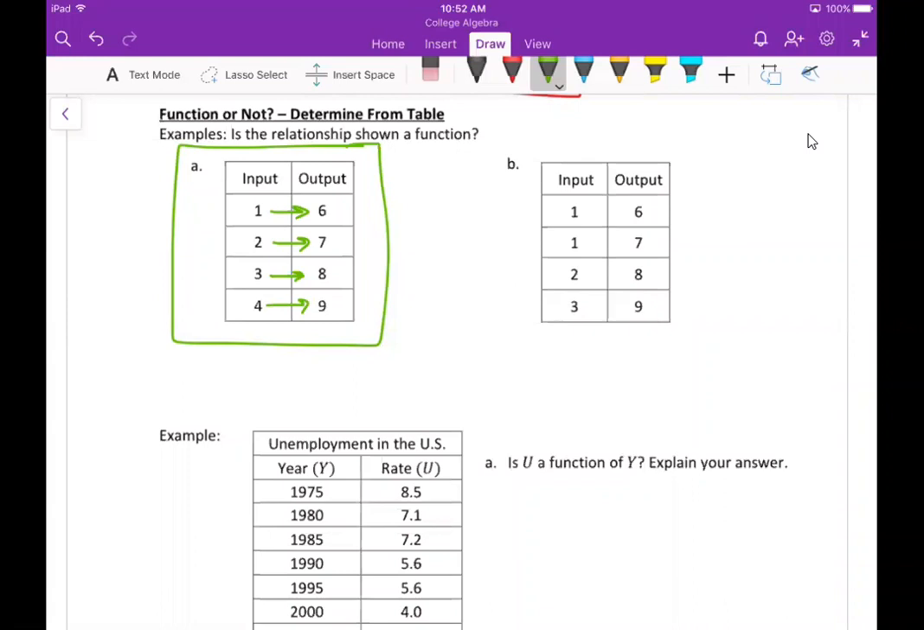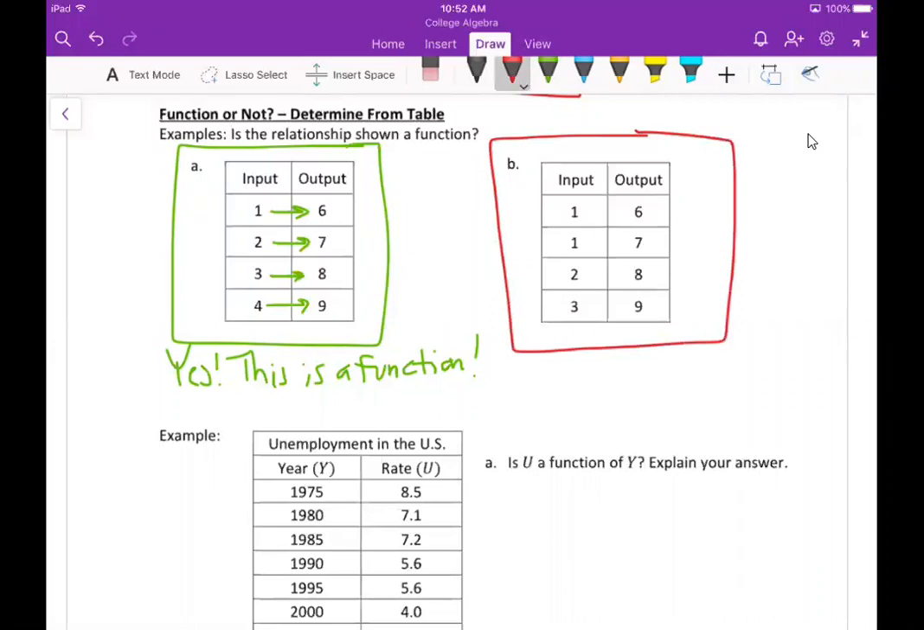So what we're thinking here is that if I plug something into this function, I know exactly what my answer will be. There's no question about it. So this is a function. So yes, this is a function. Each input goes to exactly one output. Now, what about this next one here? Does this relationship describe a function?